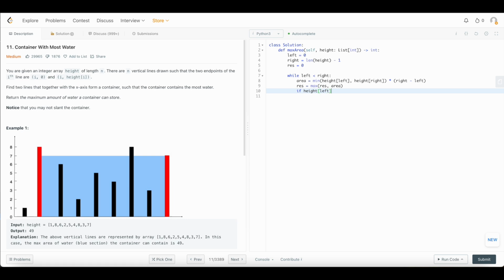And if the height of left is less than or equal to the height of right, then we will shift the left pointer by 1, so left plus 1. If that's not the case, then right minus 1, so we shift the right pointer. And when the algorithm finishes, we can just return the result. Alright, let's see if it works.